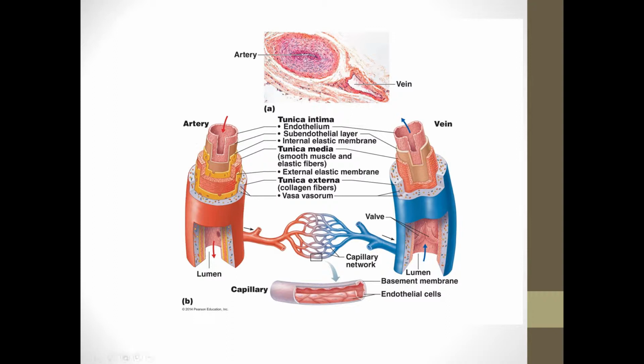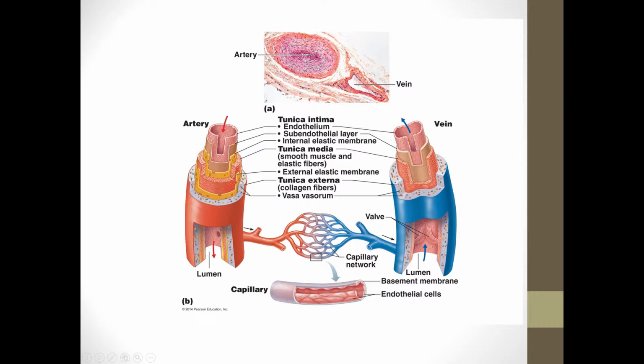Then as we go in, we have an external elastic membrane found only in the arteries. That's going to be between the tunica externa and the tunica media. The tunica media is the smooth muscle layer. You'll notice the thickness of the smooth muscle is greater in an artery than there is in a vein, and we'll explain in blood pressure regulation the significance of that.